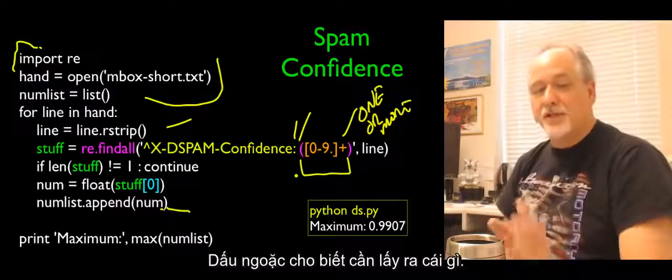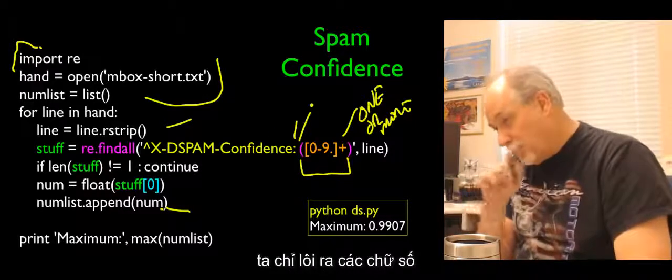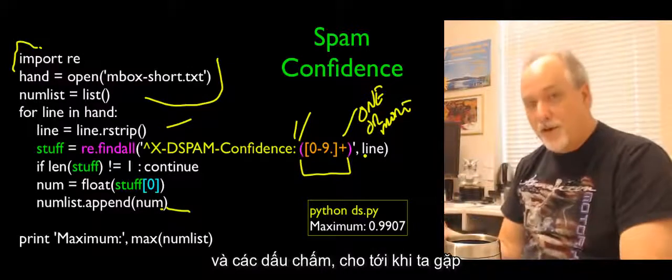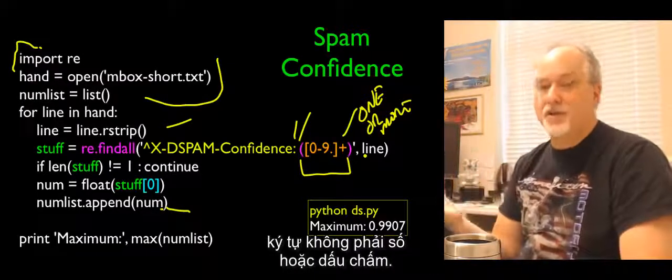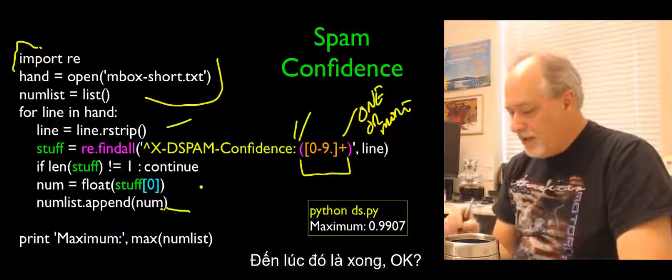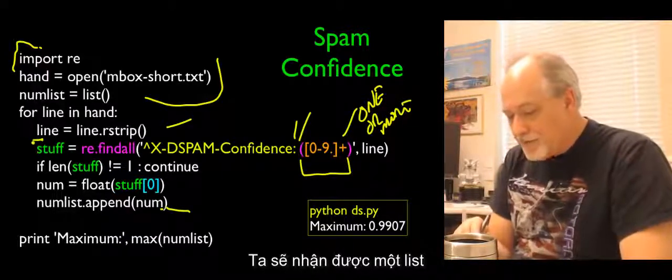So the parentheses are telling us what to pull out. That just means we're going to pull out those numbers, all the digits and the period, until we get something other than a digit and a period, and then we'll be done, okay? And so this is going to pull those numbers out and give us back a list.